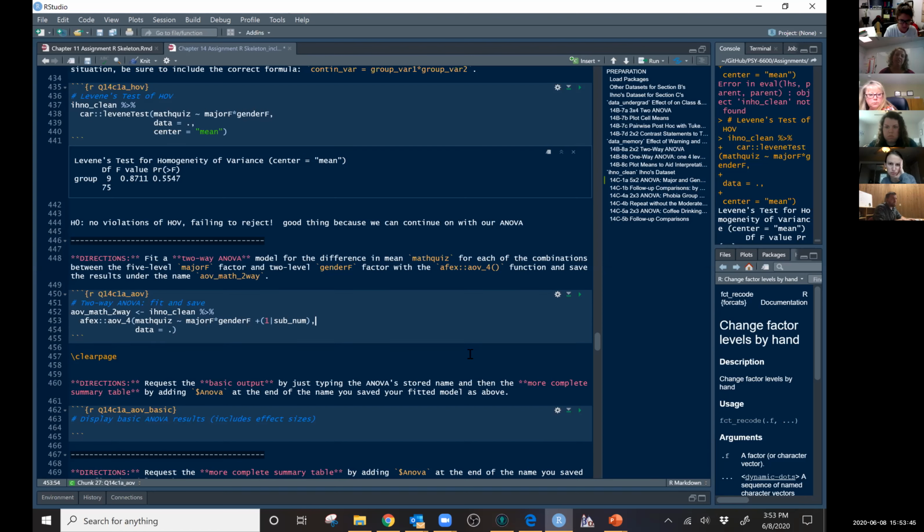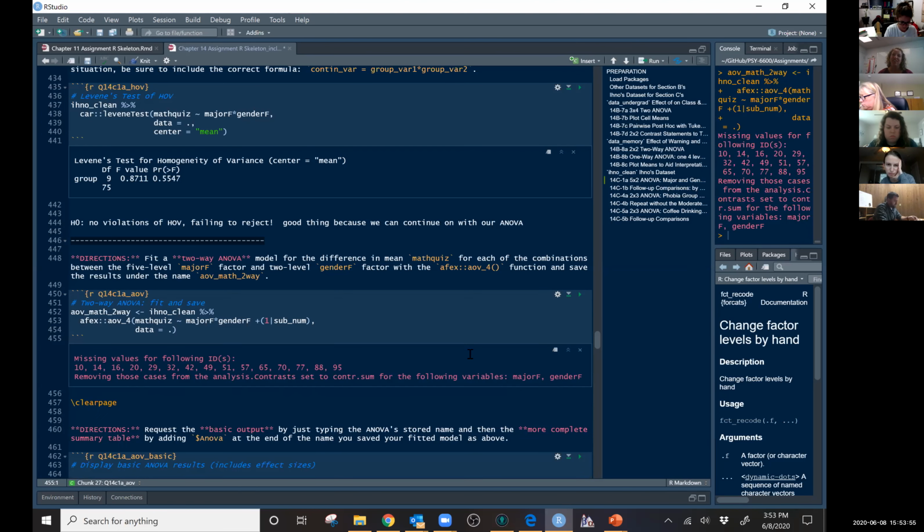Now, if you're getting lazy and you don't want to move your mouse over to hit the play button, you can do Control Enter, and it will run the chunk. Control Enter runs the whole chunk. What did I get? I got a message. What is my message telling me?